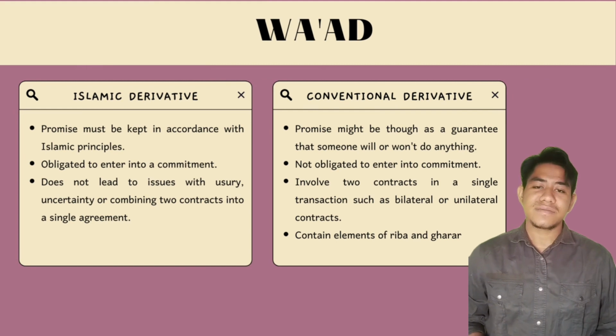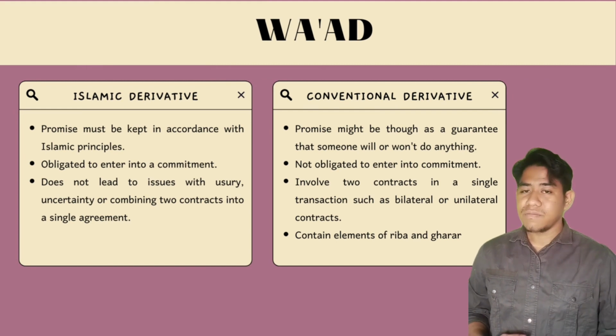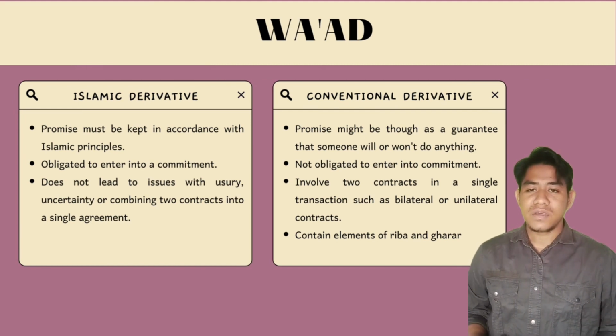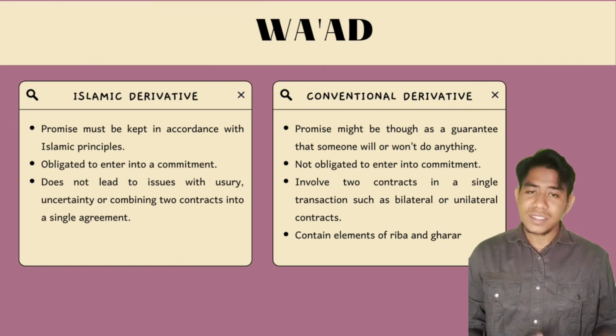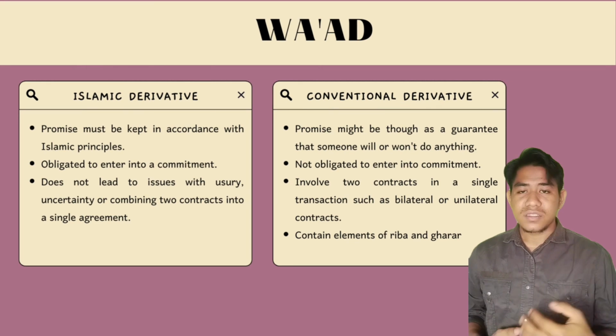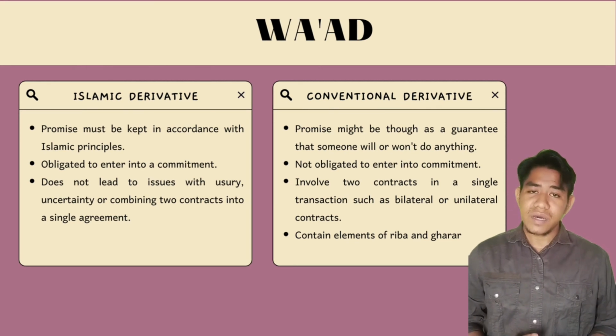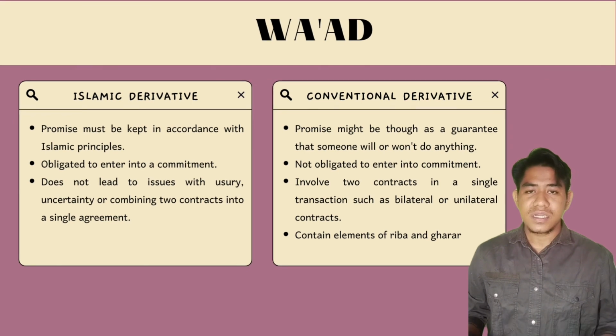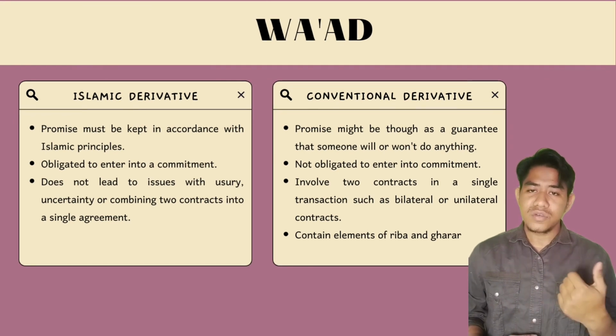Furthermore, in the conventional derivative, the promise might be thought of as a guarantee that someone will or will not do something. The contract also contains the element of riba and gharar, since it involves two contracts in a single transaction, such as bilateral or unilateral contracts.